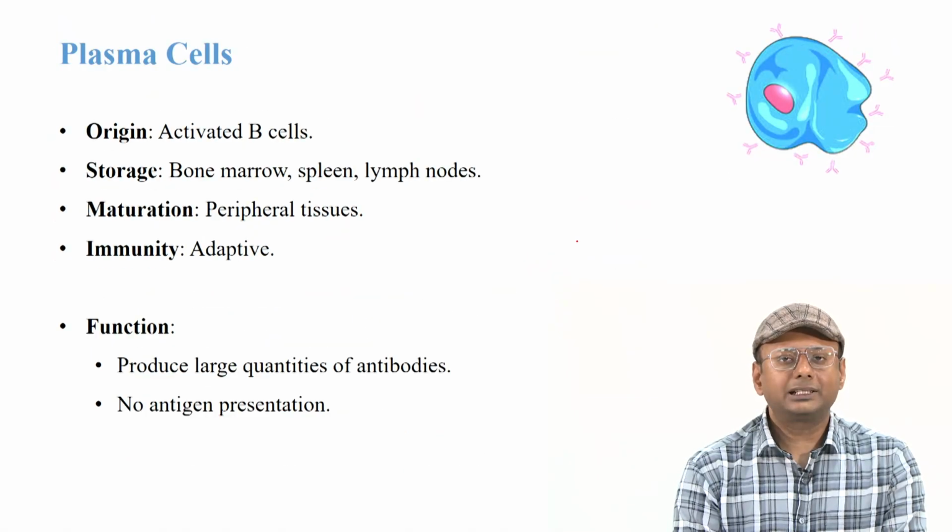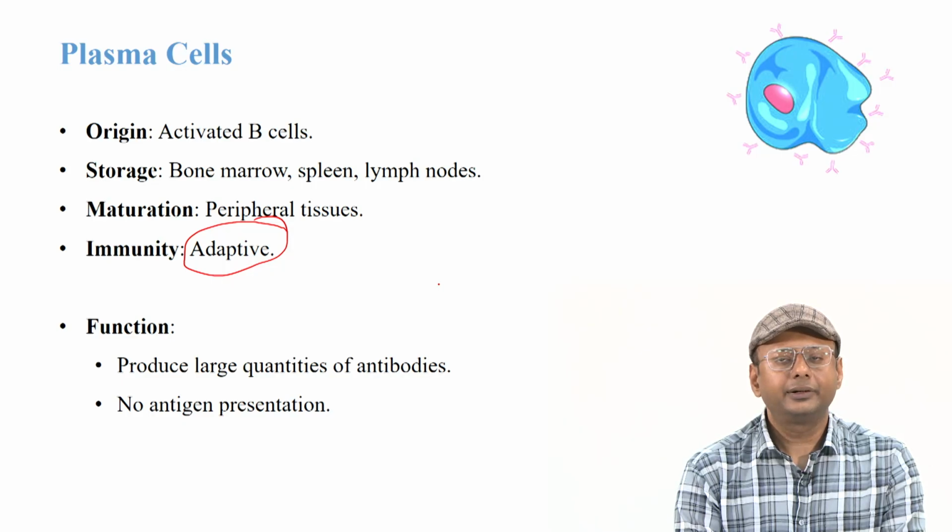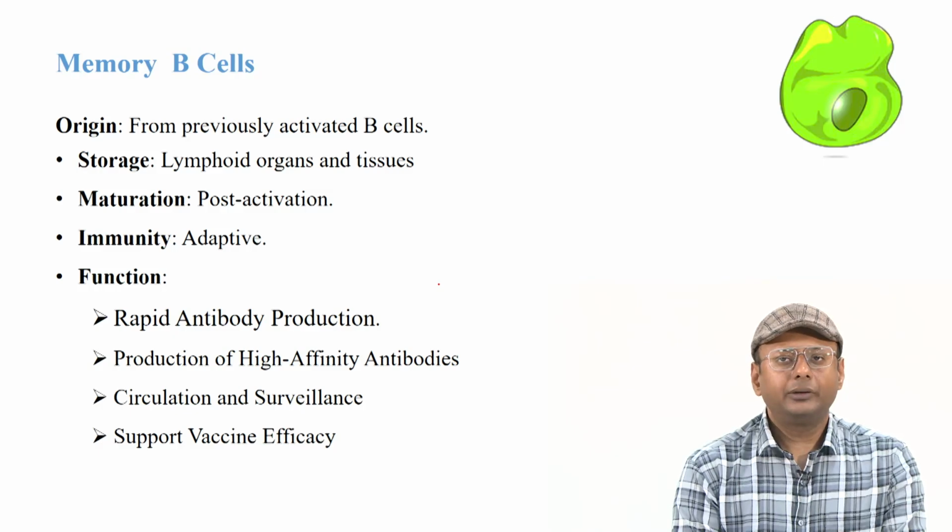Finally, as you see, the plasma cells that differentiate from the B lymphocytes maintain adaptive immunity, and they function by producing large quantities of antibodies. Memory B cells, which we already discussed, have a very important role in rapid antibody production. They produce high affinity, highly specific antibodies, and overall they also contribute to vaccine efficiency.